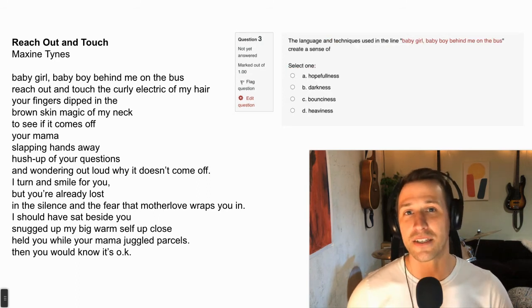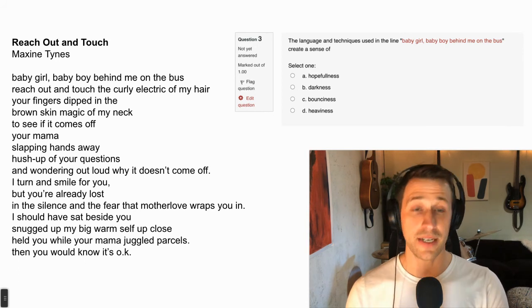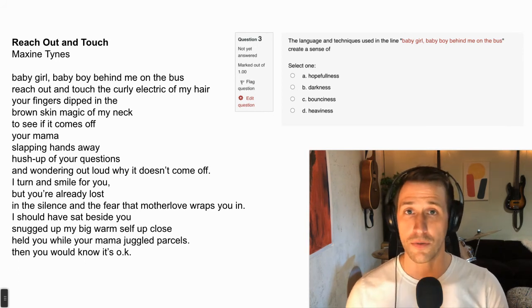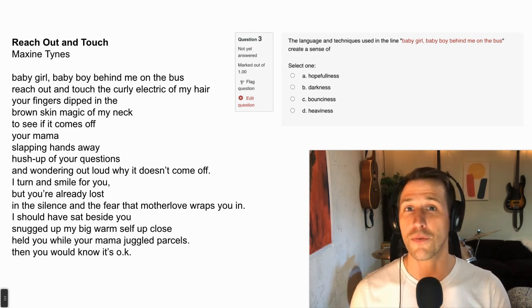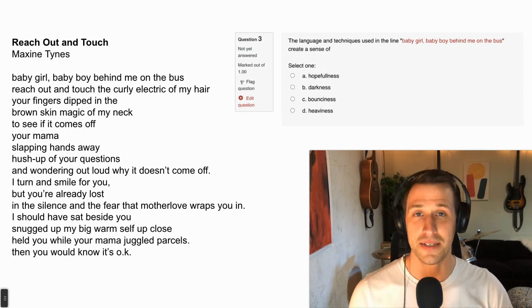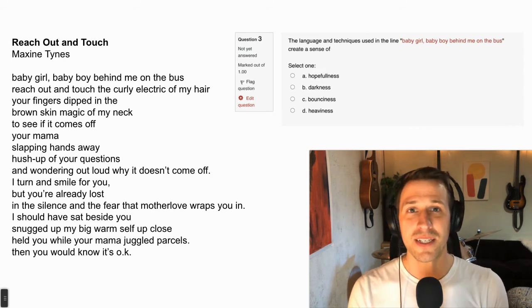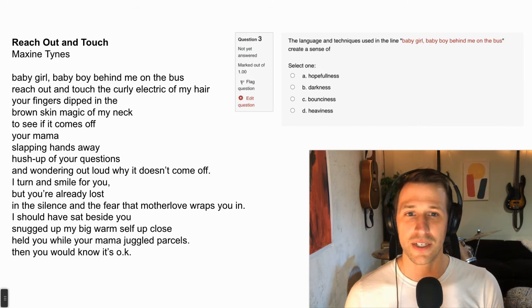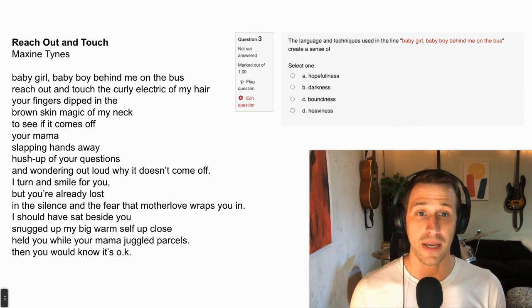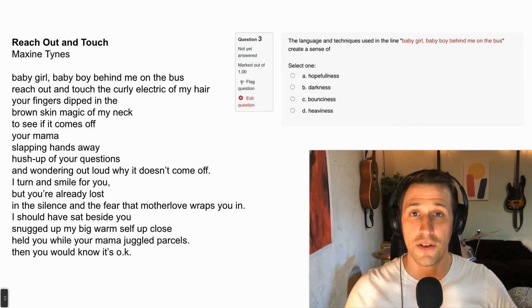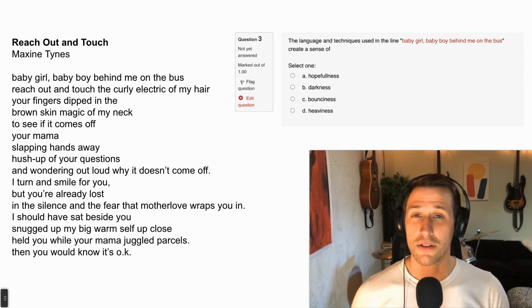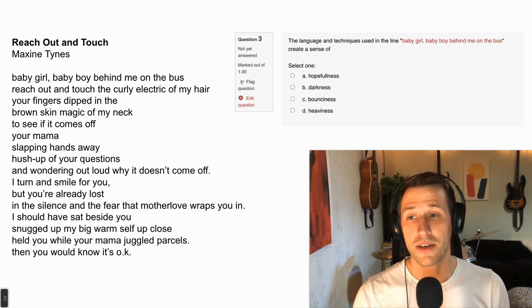Question 3 asks about that language and technique. So that technique, alliteration, the use of words that start with a B, that technique, alliteration, what sense does it create? Does it make this first sentence feel hopeful? Does it make it feel dark? Does it make it feel kind of bouncy? Does that alliteration make it feel heavy? Think of all of those options.